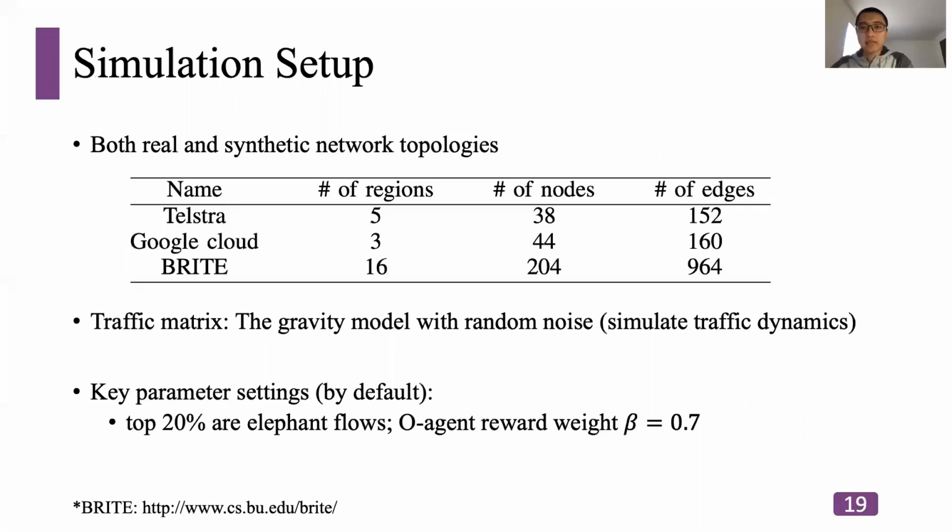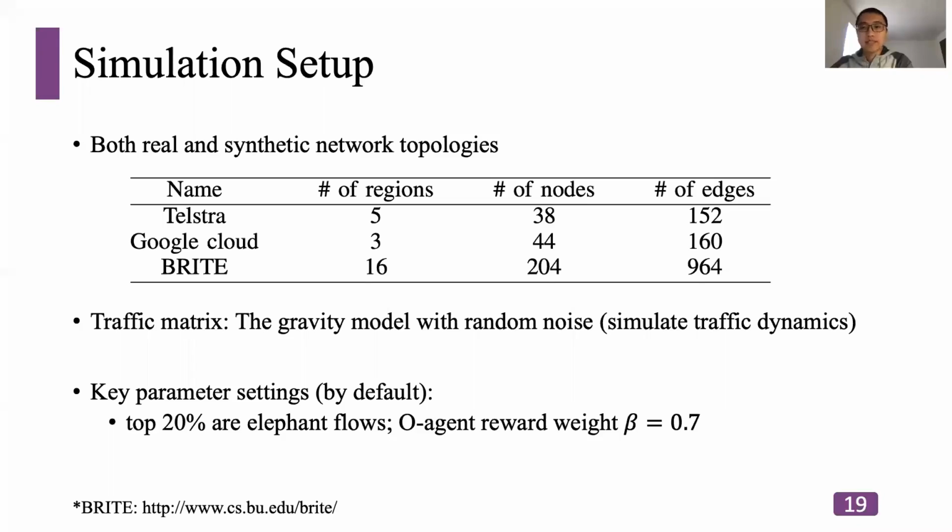We do simulations using both real and synthetic network topologies. Particularly, we use three topologies, that is Terrestrial, Full Cloud, and Brite. Brite is a tool that can be used to generate topologies randomly. For simplicity, we name the generated topology as Brite. The generated Brite topology has over 200 nodes, and thus is much larger than the other two topologies.